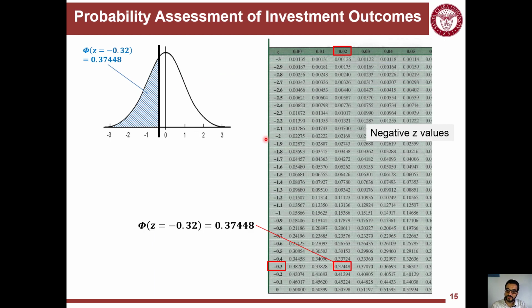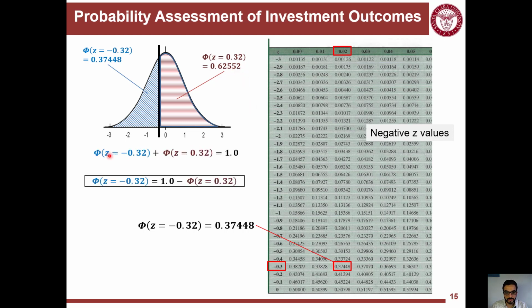Let's consider the negative value of the same amount of Z, so negative 0.32. Now I'm looking at the other table, which is for negative Z values. So negative 0.3, then 0.02, that gives us 0.37448. But if I remember, the probability that Z will be less than or equal to positive 0.32 was 0.62552. And I notice that when I add these probabilities, they add up to 1.